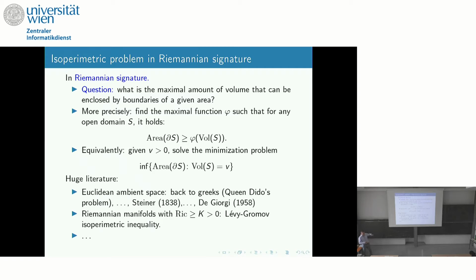But I could spend the whole seminar just listing beautiful results on the isoperimetric problem in Riemannian signature. So instead of doing that, the talk is about what we can say about isoperimetry in Lorentzian signature.